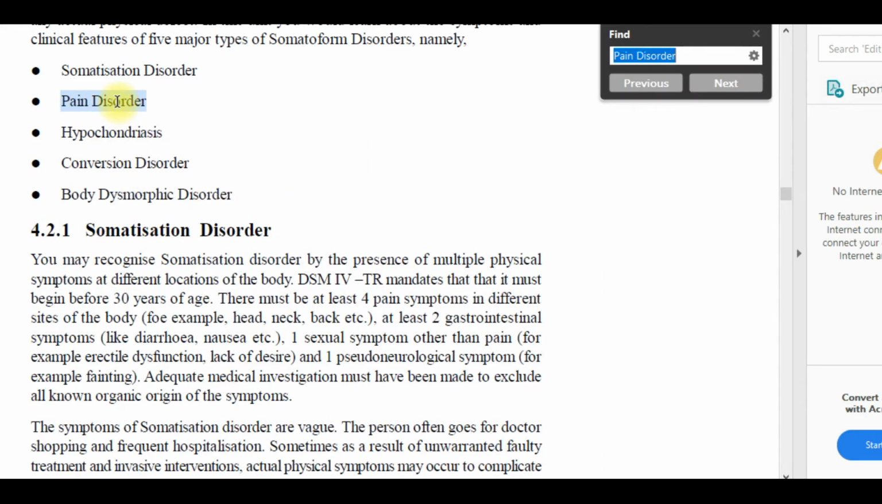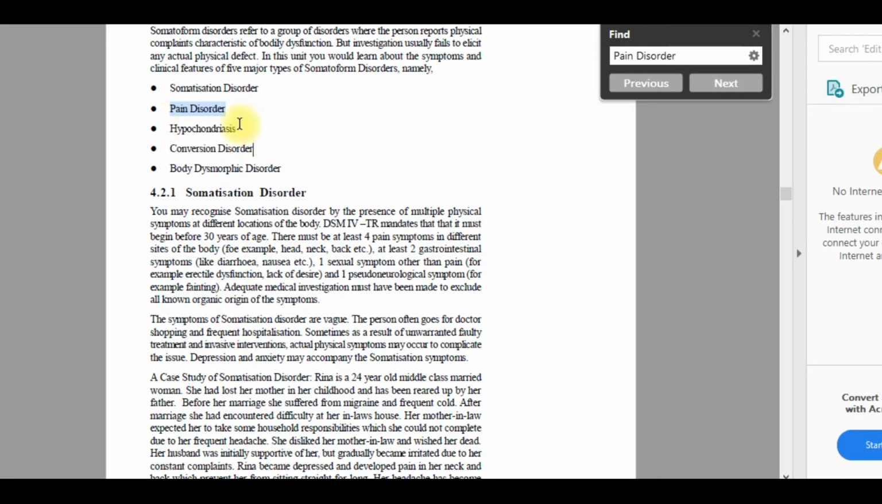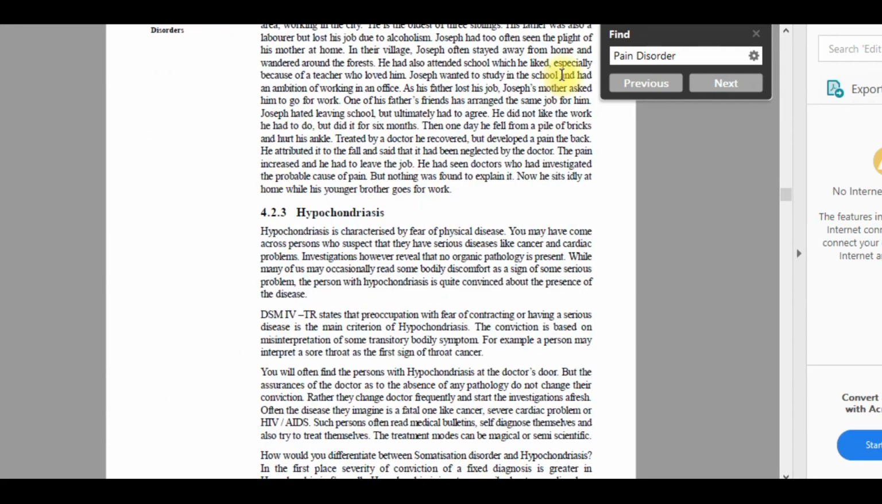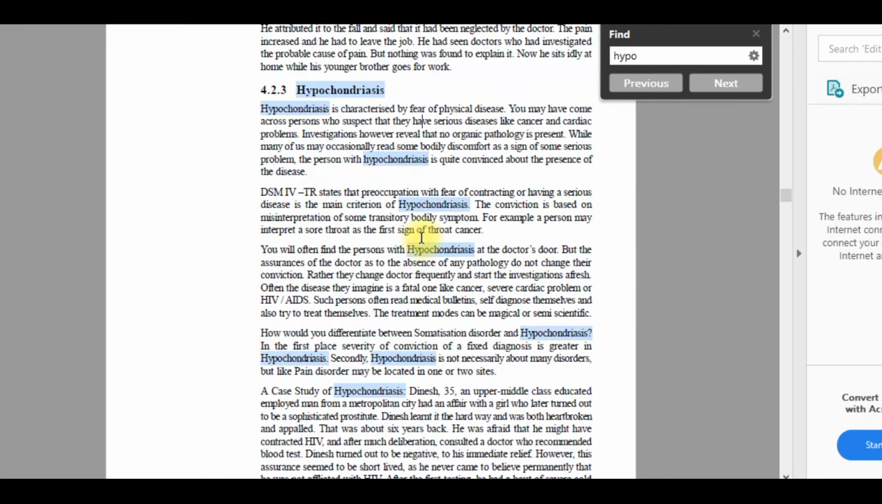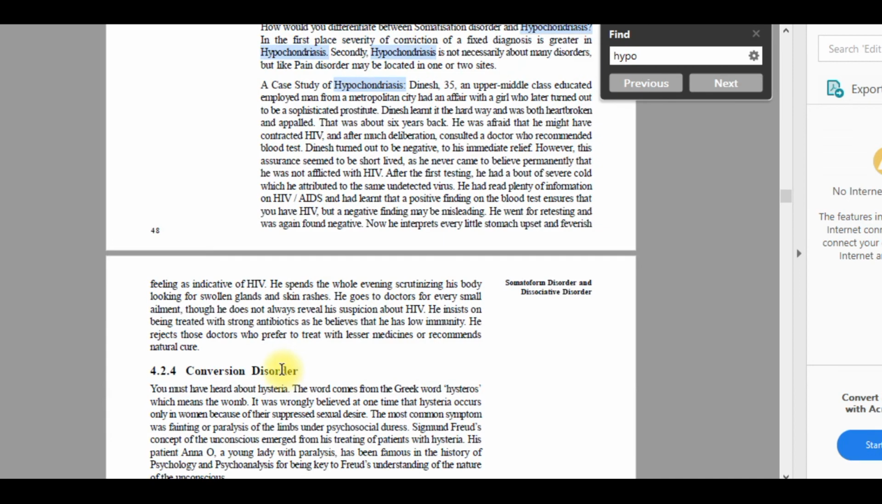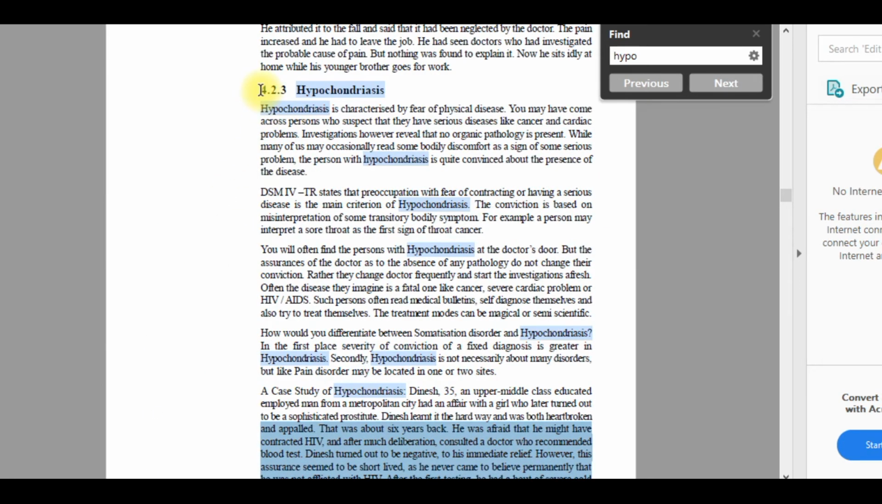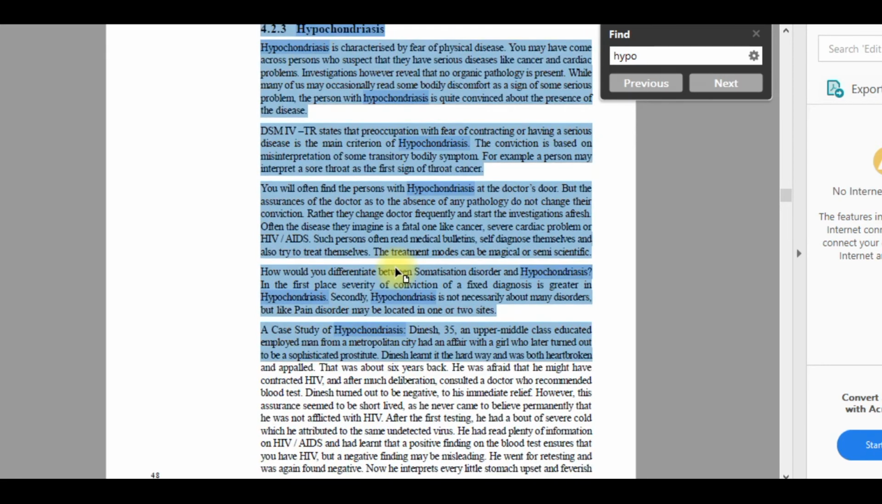But most of the time it covers very small topics which have less description. For example, a disorder that has just a paragraph to describe it, like hypochondriasis. This is also one section that has very little content to write about. So that can be your section C question.